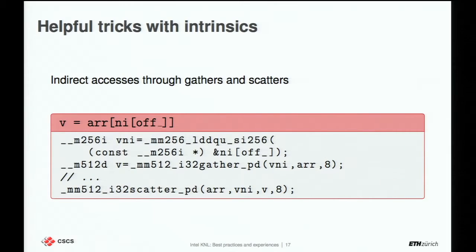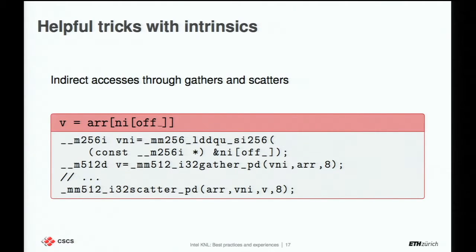Indirect accesses, at least for the KNL, are now easy to implement because you have scatter and gather. Usually you take the indices, which are integers, and load them into a register, then use that register to do a gather. Then you work on that, do whatever you like, and then you do a scatter. This pattern repeats itself a lot. There are places where we usually have a single gather, and then you may have multiple scatters.